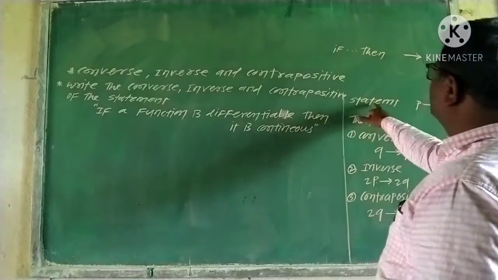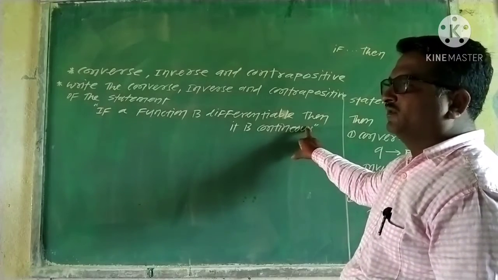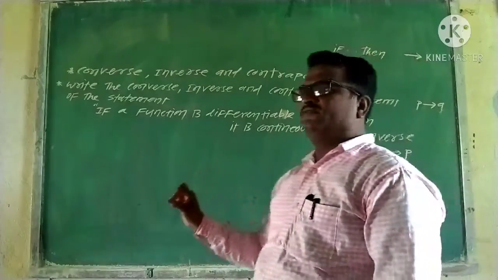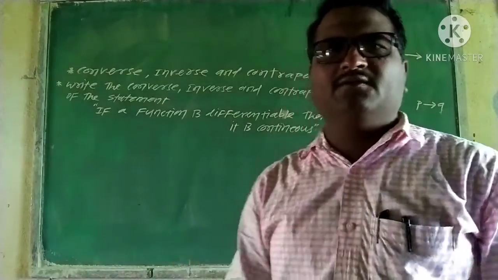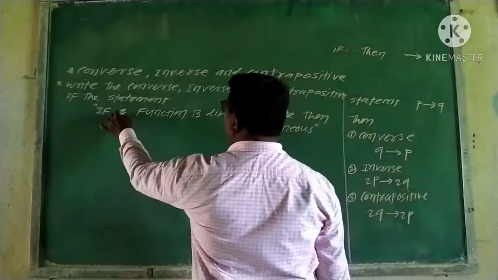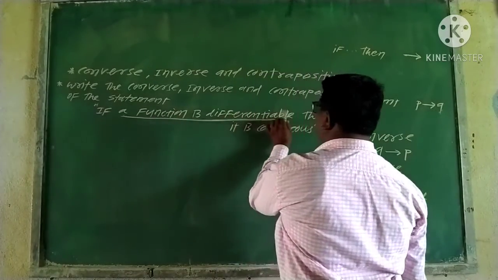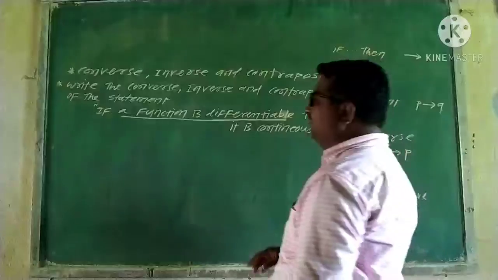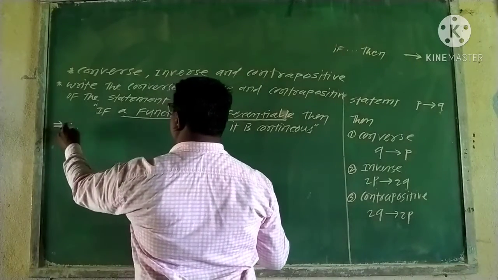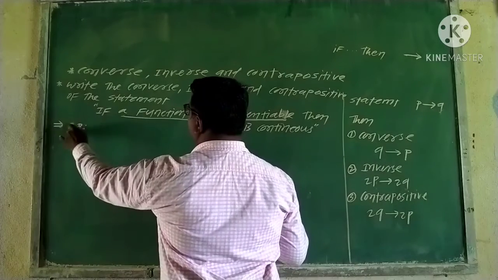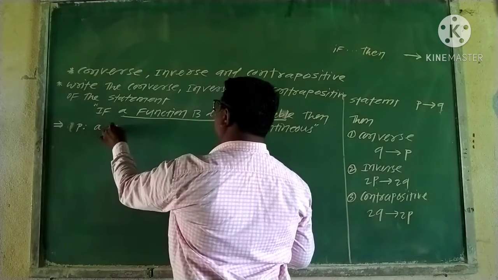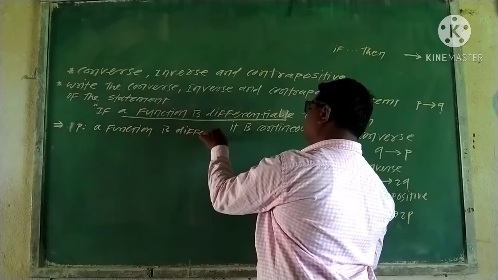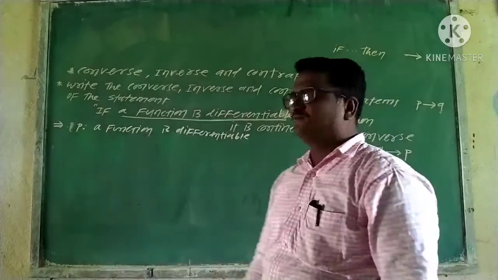Firstly, the given statement is a conditional statement. We find statement P and statement Q. Statement P is the statement which comes after if and before then. Here, a function is differentiable comes after if and before then, so this statement can be considered as statement P. P is the statement: a function is differentiable.